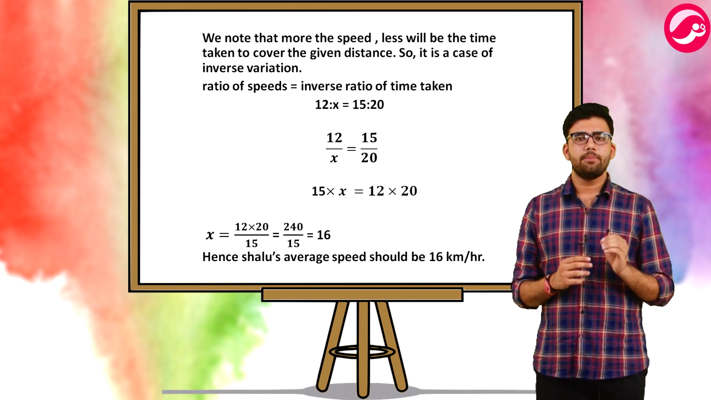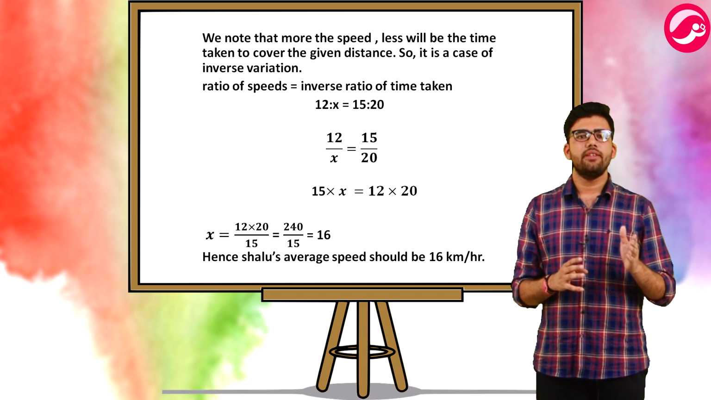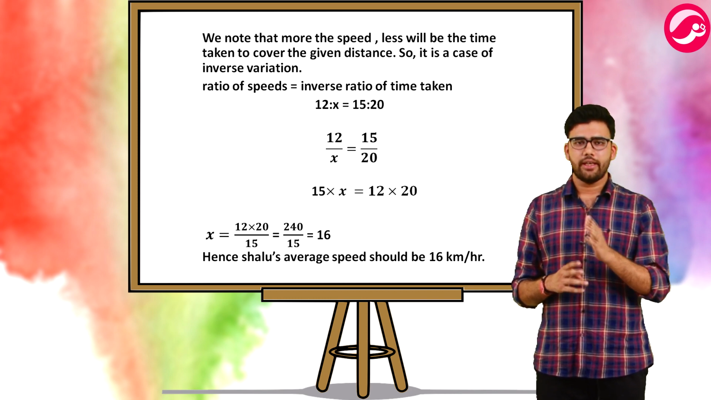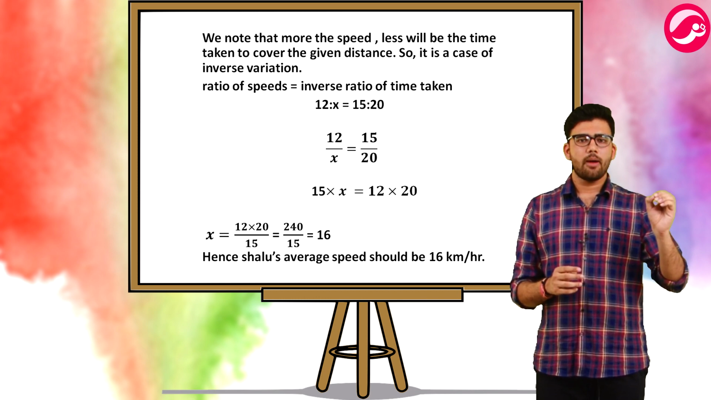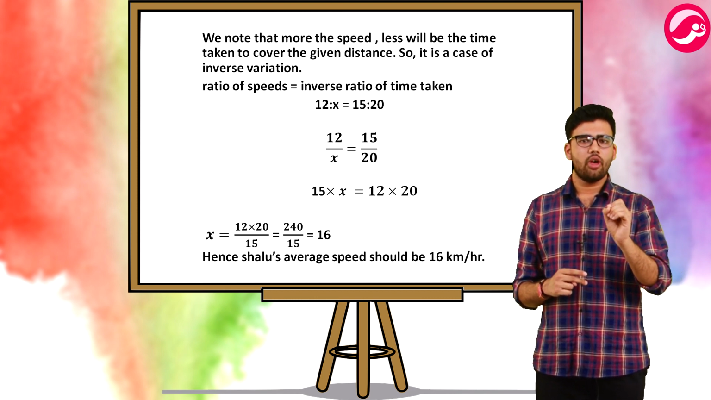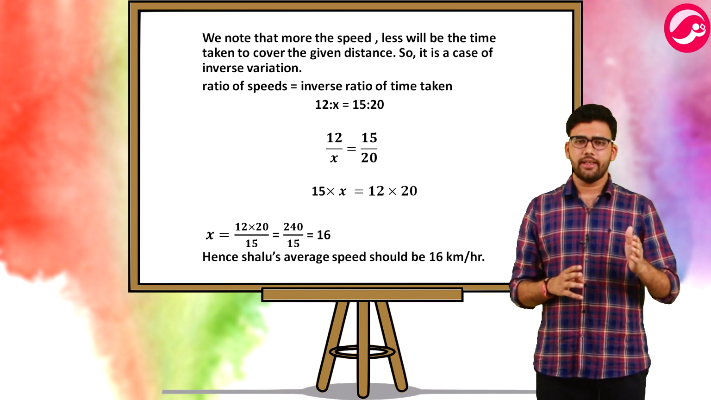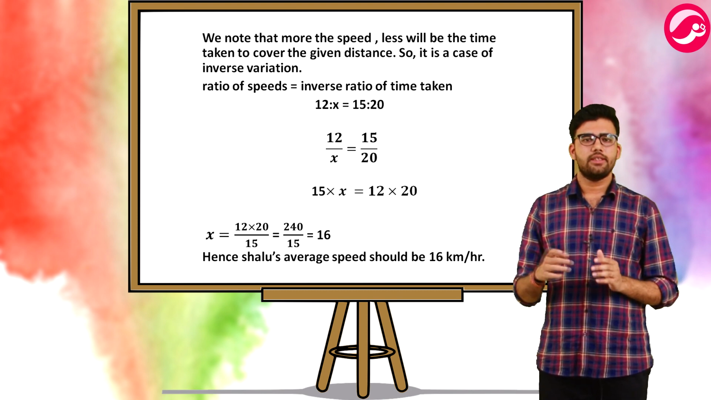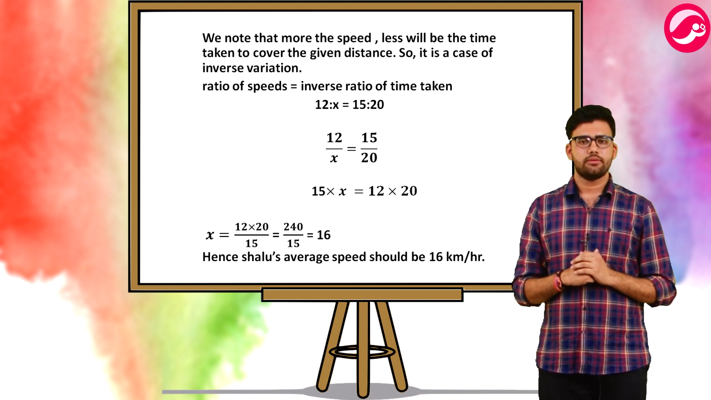We note that the more the speed, the less will be the time to cover the given distance. So it is the case of inverse variation. Ratio of speed is equal to inverse ratio of time taken, that is 12 ratio x is equal to 15 ratio 20, that is 12 upon x is equal to 15 upon 20. 15 into x is equal to 12 into 20. That is, the value of x will be 12 into 20 upon 15, that is 16. Hence, Shalu's average speed should be 16 km per hour.